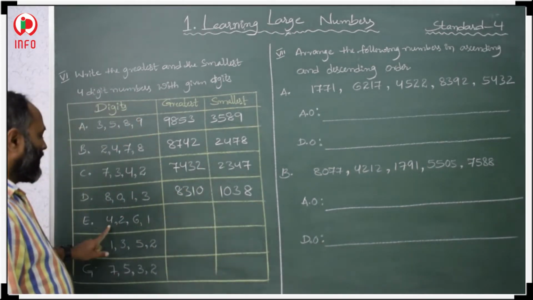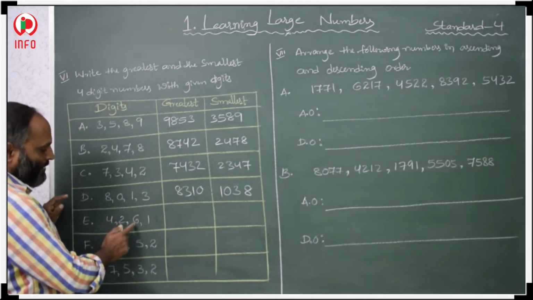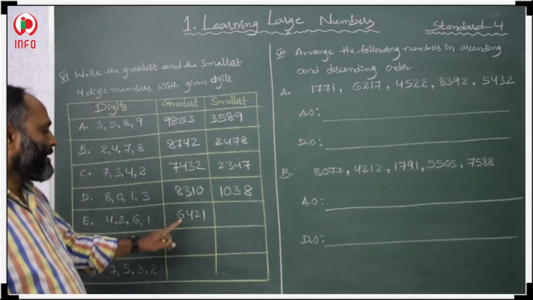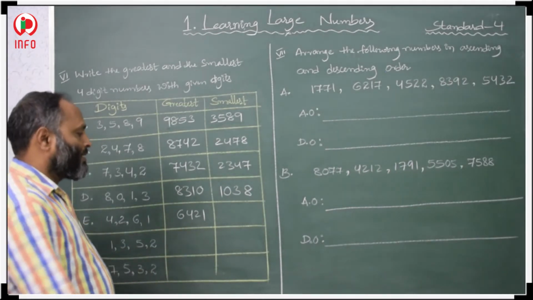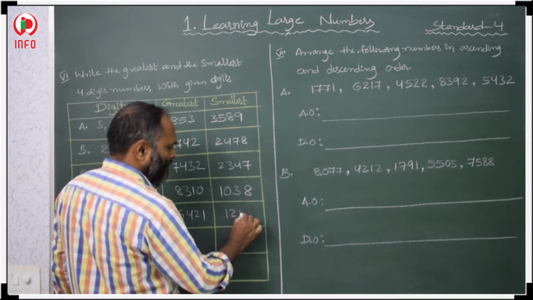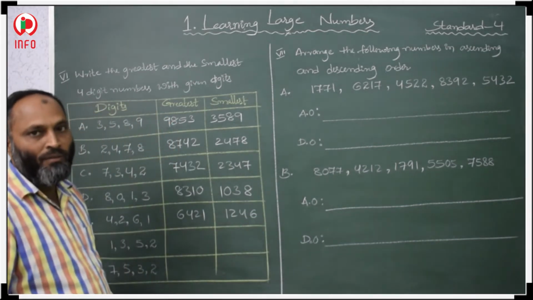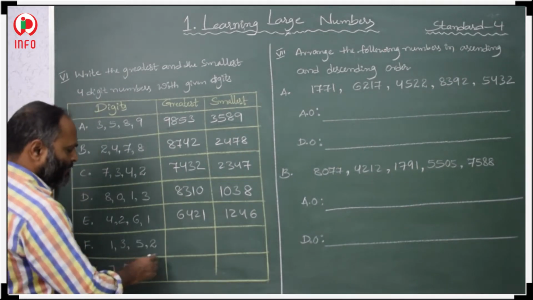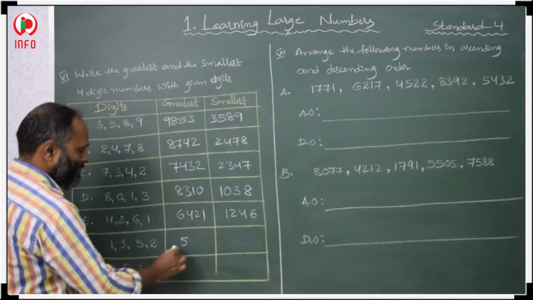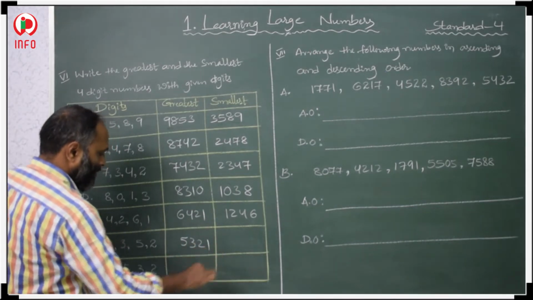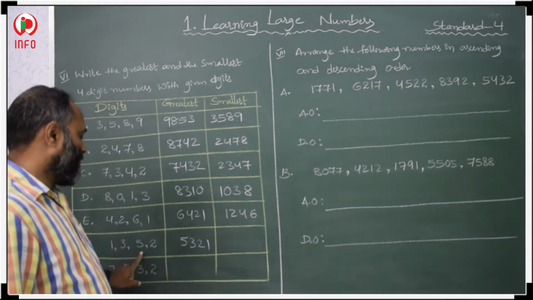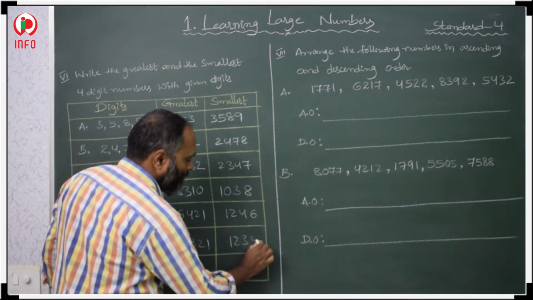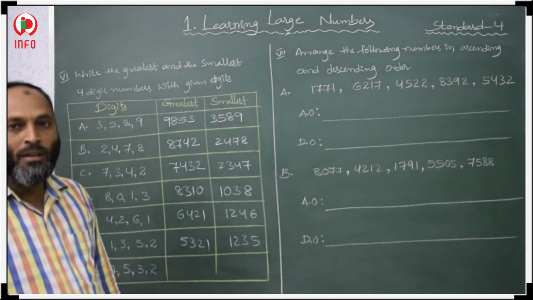Then here in this 4-digit, again the same. 6421. This is the greatest number we have to form, 6421. Smallest number in reverse order, 1, 2, 4, 6 means 1246. Now here, the greatest number is 5, then smaller than this 3, 2, 1. This is the greater number we form by using these digits. And smaller number, 1, 2, 3, 5 means 1235.